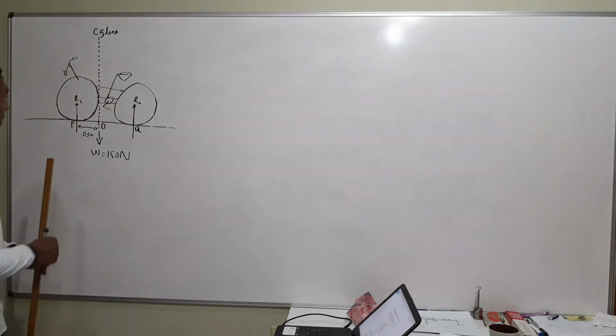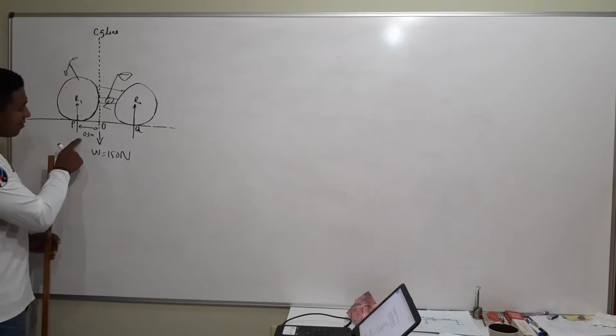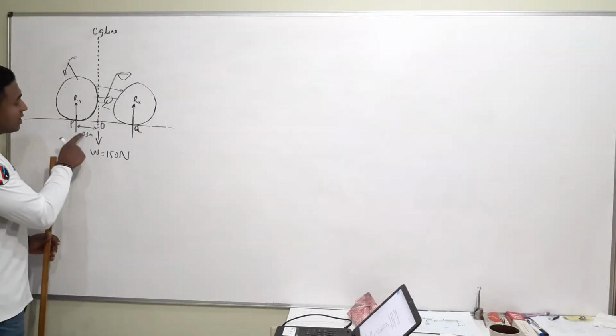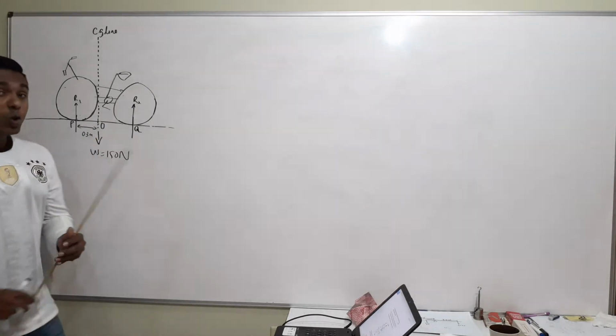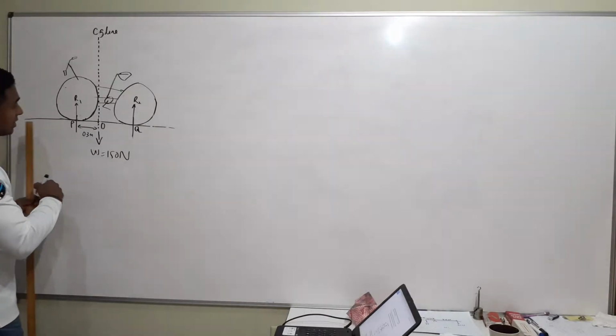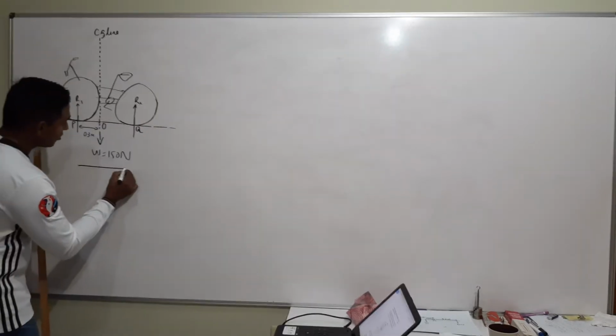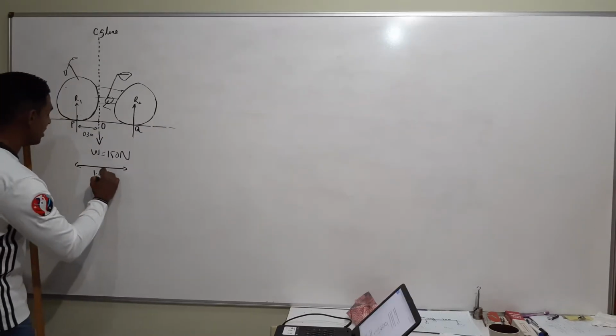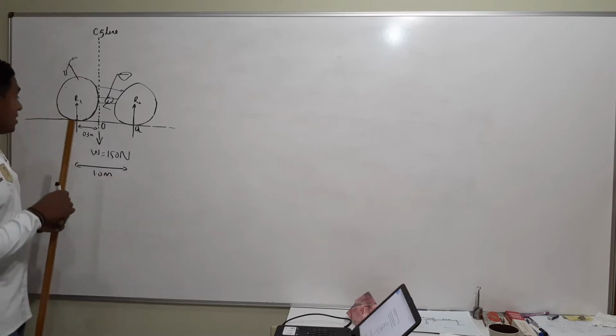So now basically we have the distance PO. We have been told in the question that the distance PQ happens to be 1 meter. So we fill it into the diagram here, 1.0 meters.